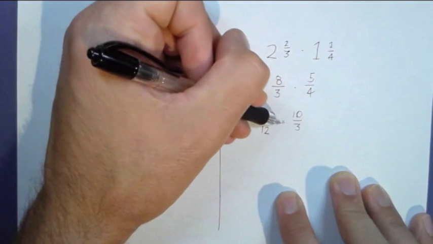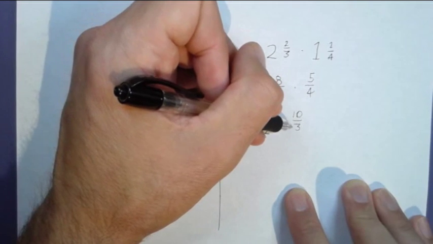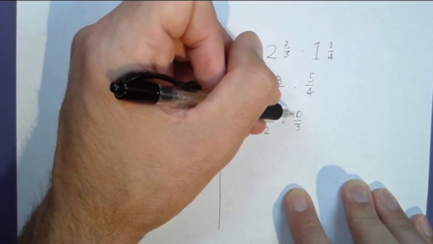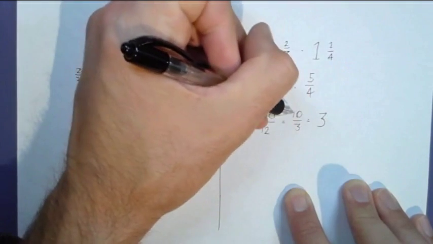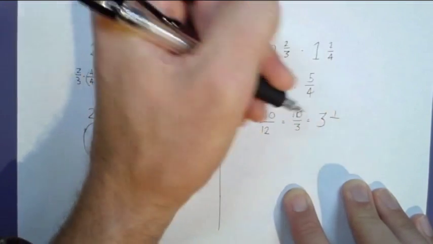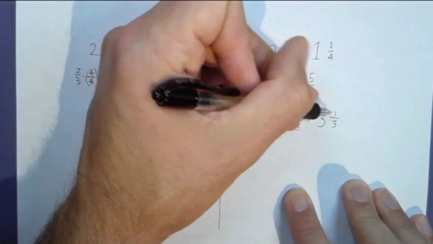So 10/3 is still improper, so we're going to make it mixed. 3 goes into 10 3 times, so that's our whole number. And there is 1 remaining, that becomes our numerator. So 10/3 becomes 3 1/3.